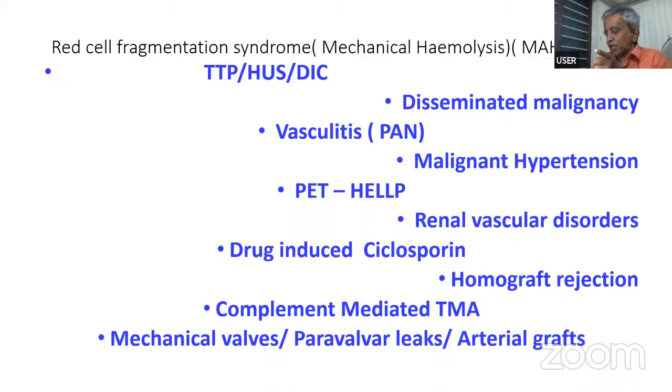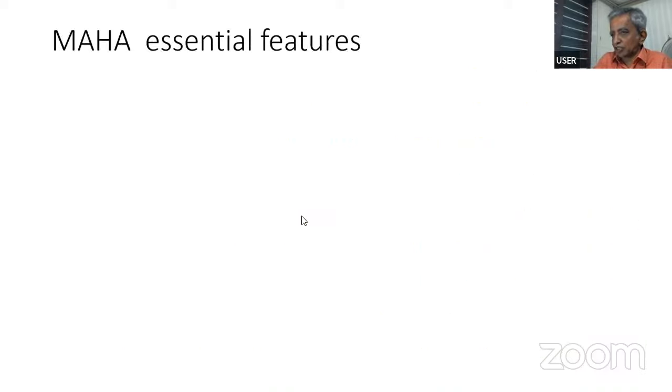W-A-R-I-N-G, Waring, B-L-E-N-D-E-R, Blender syndrome. I think I described it in the first class. That is the ultimate diagnosis for red urine in that case. Then, of course, arterial graft. So, red cell fragmentation syndrome can occur in multiple situations. TTP, HUS, DIC, most common. Disseminated malignancy, most important. Vasculitis, malignant hypertension, preeclamptic toxemia, HELLP syndrome, renal vascular disorders, drug-induced, cyclosporin, homograft rejection, complement mediated TMA, and mechanical valves and paravalvular leaks and arterial grafts. So this is the summary of red cell fragmentation syndrome.